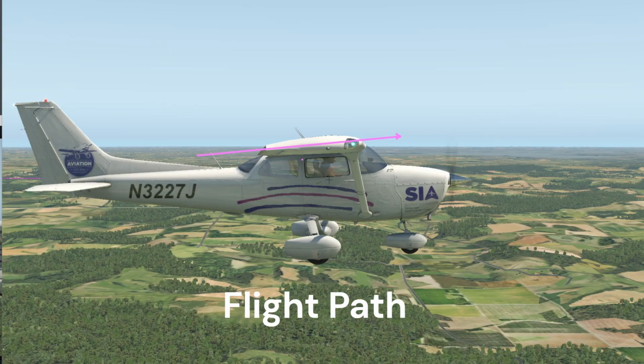The next term is the flight path, and that's the path that the aircraft is traveling through the air, not the direction that the nose is pointed in. It's a very important distinction. It is, again, the path that the aircraft is traveling through the air. In this case, the aircraft is traveling in this direction. Let's draw this here. And the angular difference right here, that is our angle of attack.